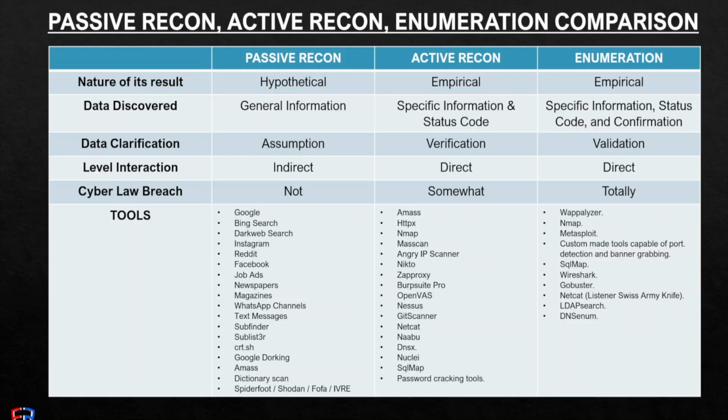So let's compare these various processes when it comes to bug bounty hunting or ethical hacking. Now, at Fixed Gateway Security, we classify this in accordance to the nature of its results, data discovered, data clarification, level of interaction, cyber law breach, and tools. So for passive recon, the nature of the result is hypothetical. And you might be saying, but it's the organization, right? Why is it hypothetical? Okay, you can also remember that in life, most people have the opinion that if you don't know something, say that you can and go read about it on how you can.